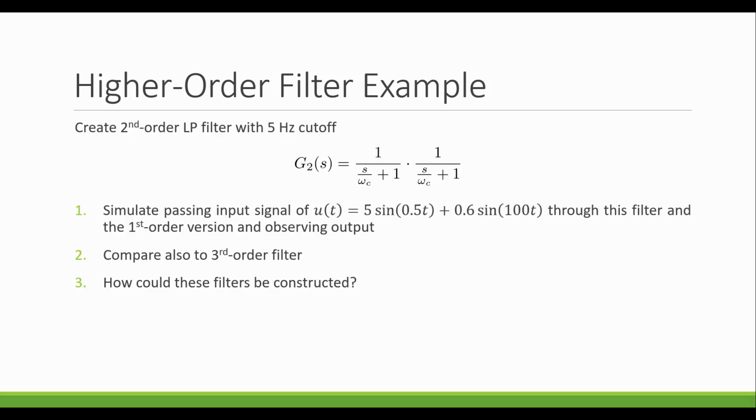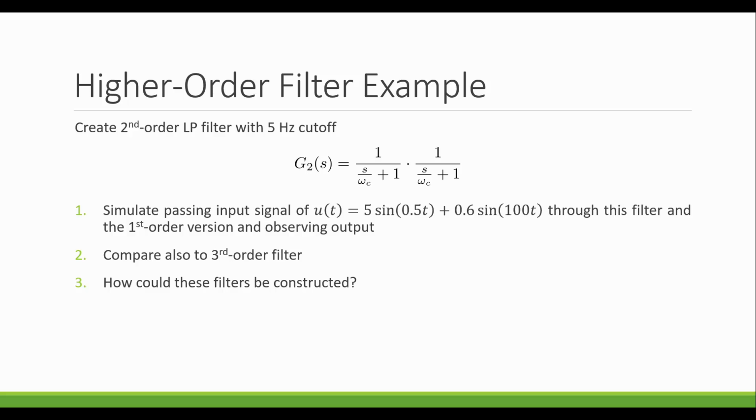We'll have the same cutoff as we had previously, and the same input as before. The idea here is that we can make a second order filter by passing it through two first order filters. So if we look at the transfer function, we're taking that low pass filter, 1 over s over omega c plus 1, and remember that putting a signal through two transfer functions in series, all we are doing is effectively multiplying the transfer functions together. So that's what we can do here to make our second order filter: multiply two first order filters together.